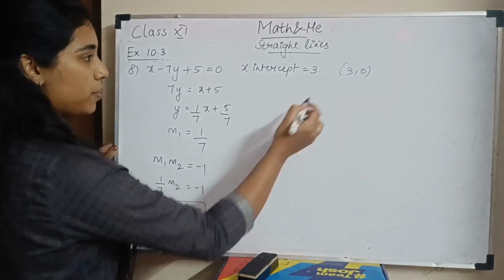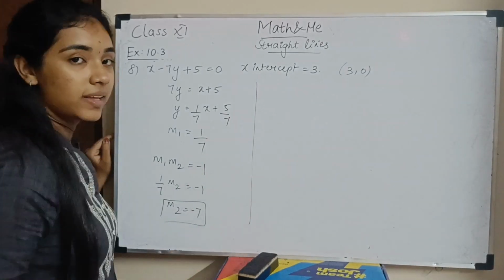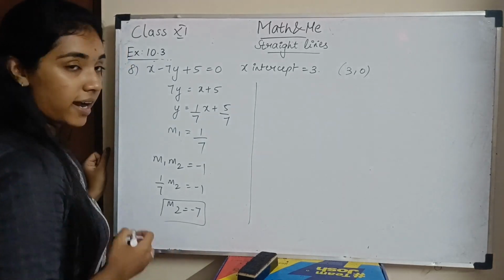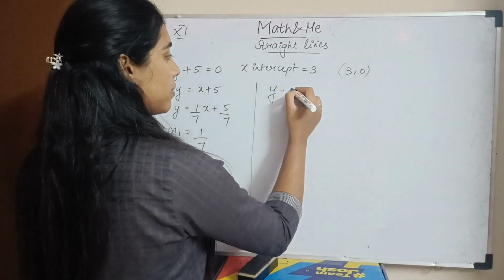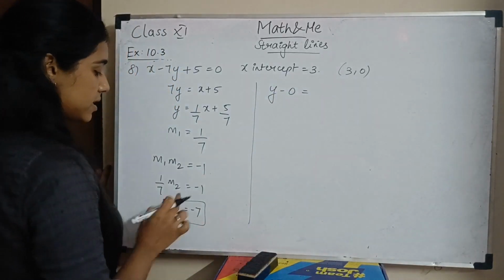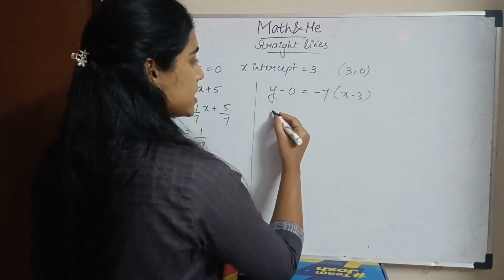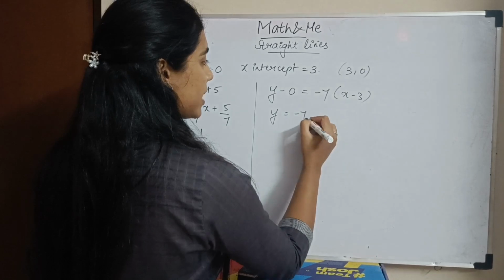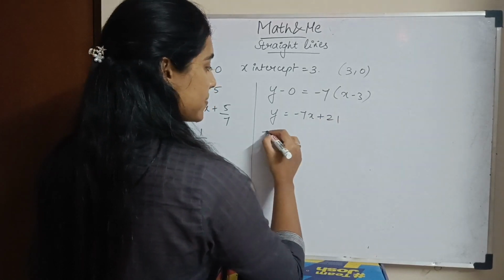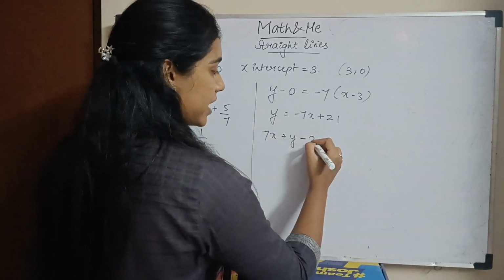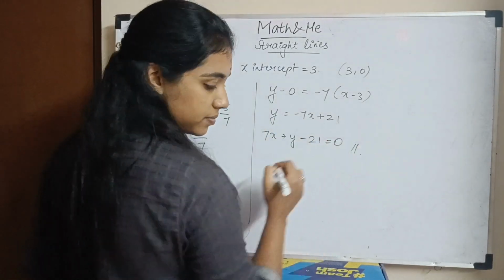So this is my slope and this is my point. So I'm going to find the equation of the line passing through the x-intercept, which is 3, 0 and this slope. So I have y minus y naught equals m times x minus x naught. So I have y equals minus 7x plus 21. 7x plus y minus 21 equals 0.